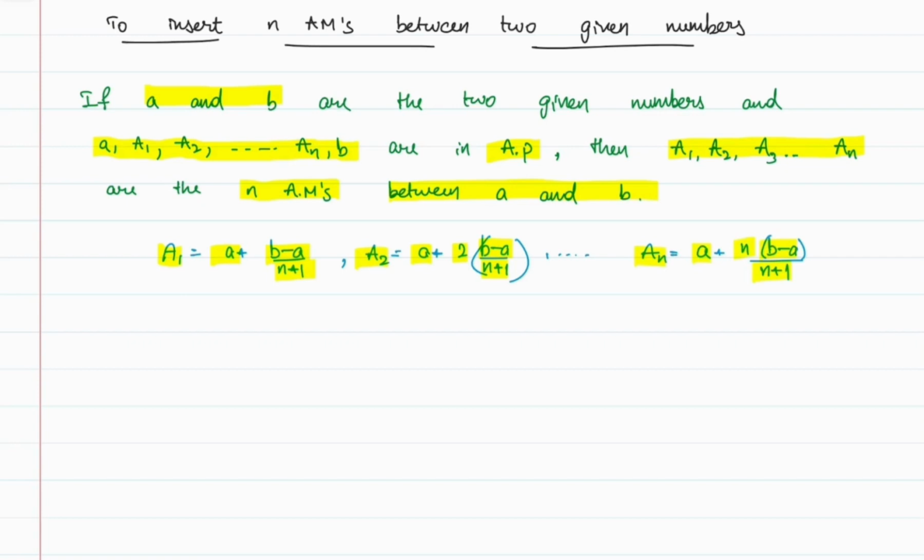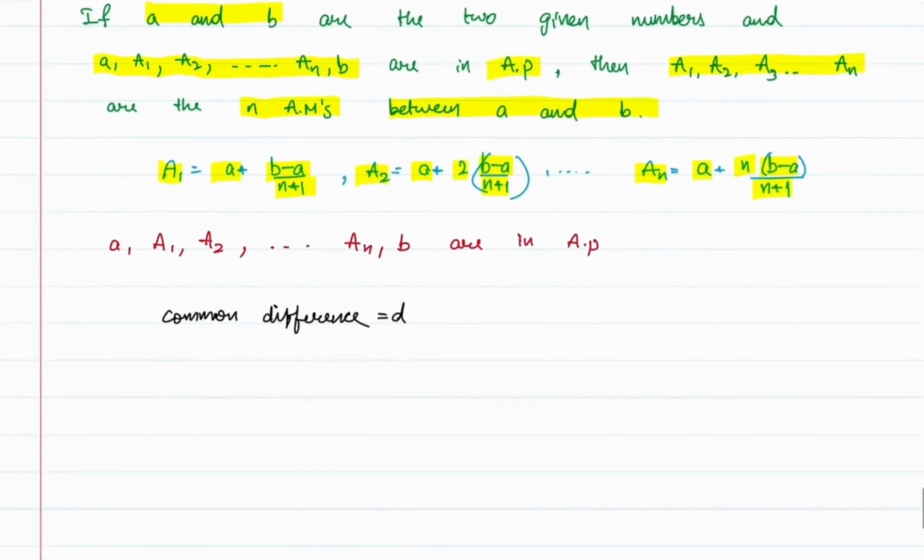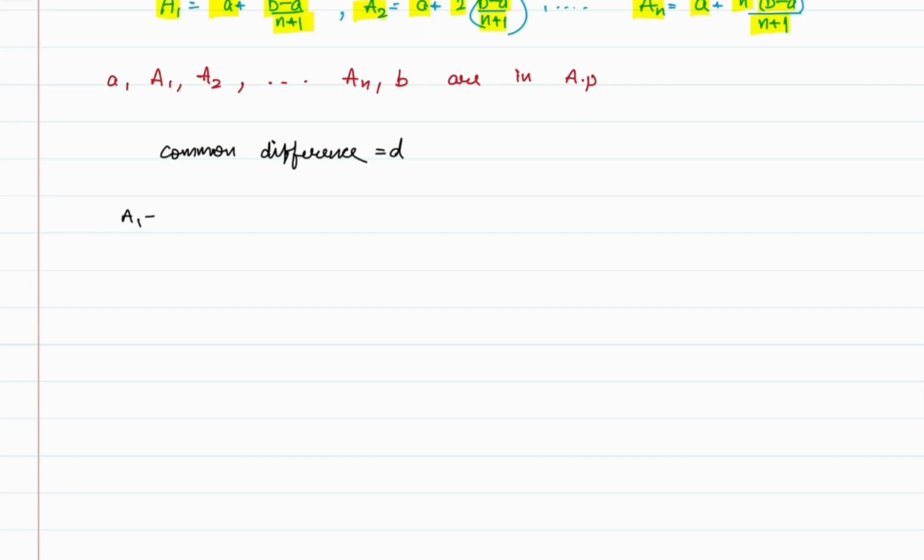We can prove this using the property of arithmetic progression that a, a1, a2, and so on up to an, b are in AP. Whenever a given series is in AP, that means the difference between consecutive numbers will be equal to the common difference. So suppose we take the common difference equal to d, then the second term will be equal to a plus d, the third term a2 will be equal to a plus 2d, and so on up to an, which will be equal to a plus n into d.